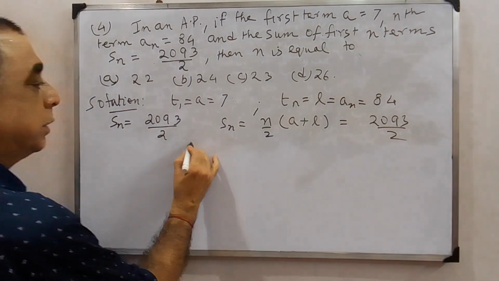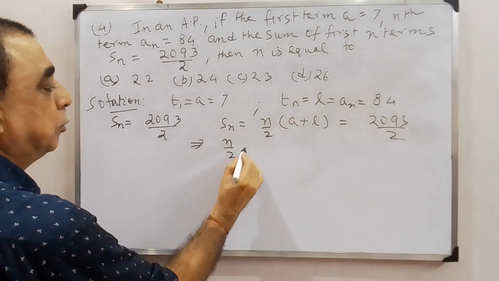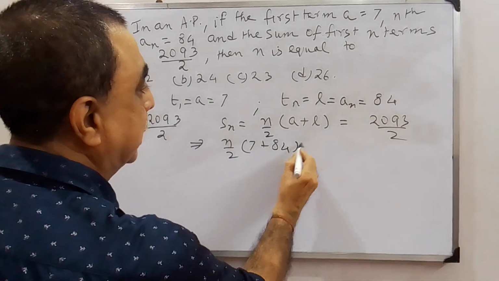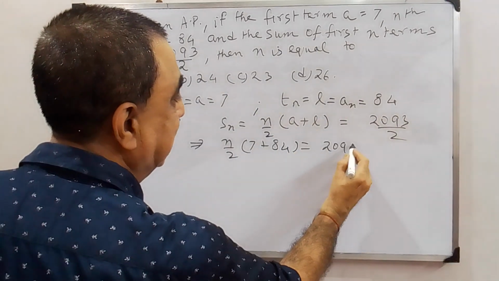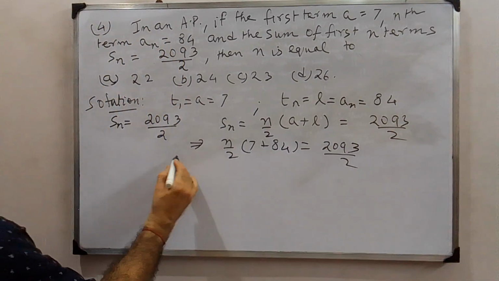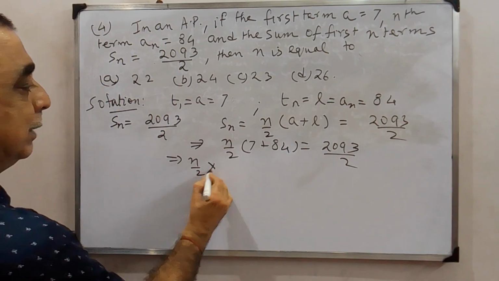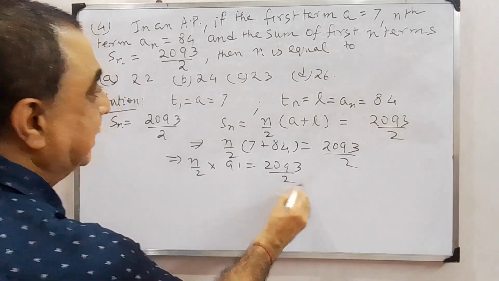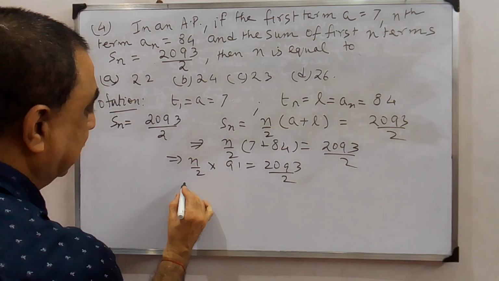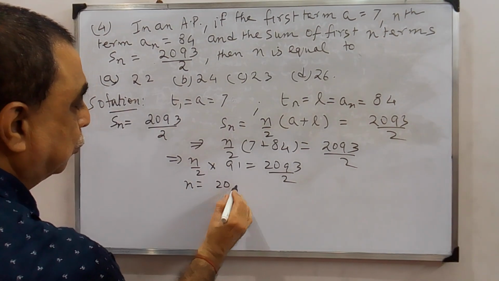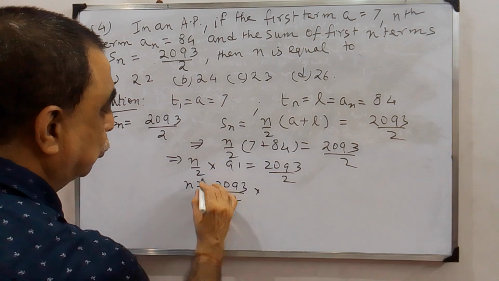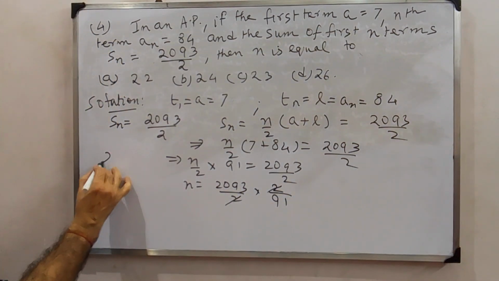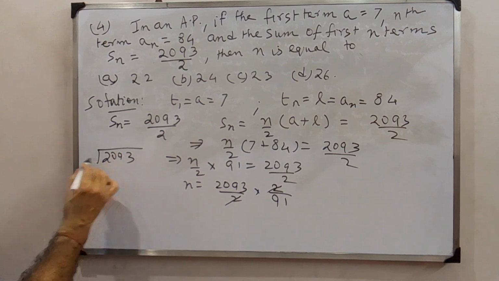It is equal to 2093 divided by 2. Now put the values here: n upon 2, the first term is 7 and the last term is 84, which is equal to 2093 divided by 2. So this becomes n by 2 into 91 is equal to 2093 divided by 2. So what is the value of n? The n value becomes 2093 divided by 2, with the 2 going up and 91 coming down. The 2 and 2 get cut out. Now divide 2093 by 91.